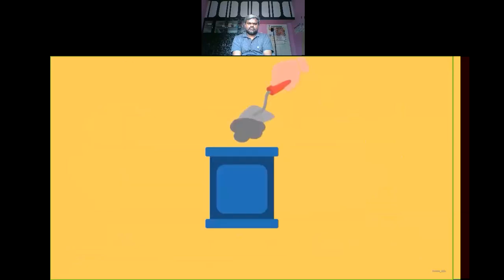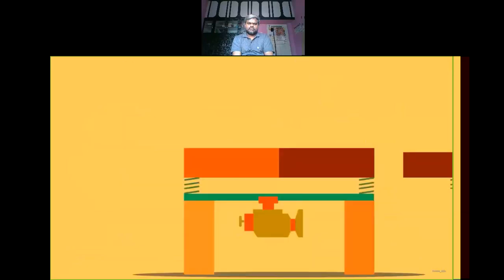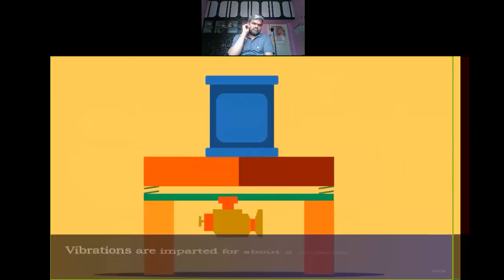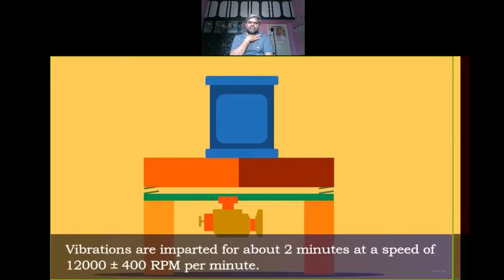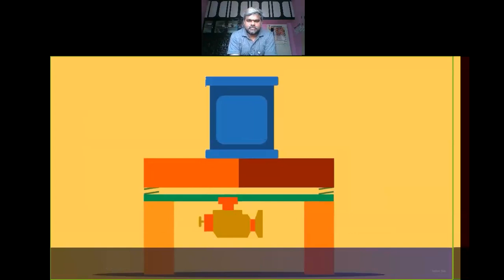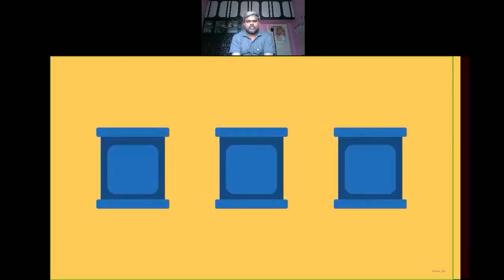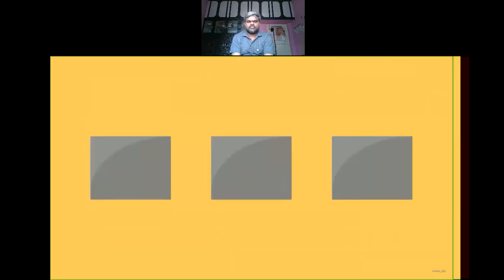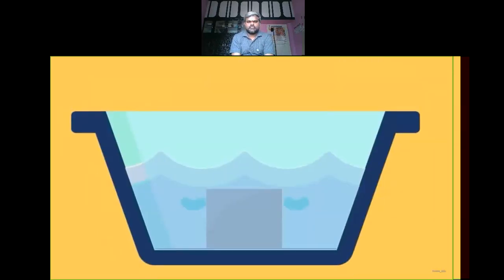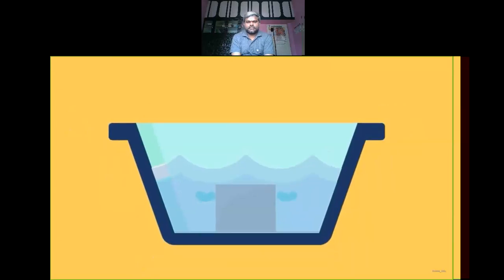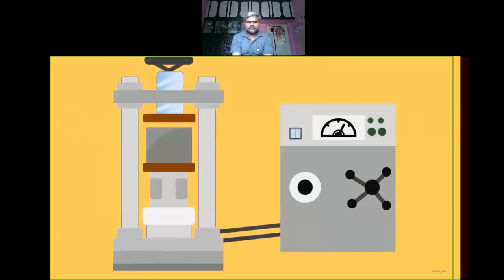The mix is then vibrated. Vibration is required at a speed of 12000 plus or minus 400 rpm to remove all voids. Similarly, the cubes are then removed from the molds and submerged in fresh water for 28 days. After that, the cubes are taken out for the compression test.